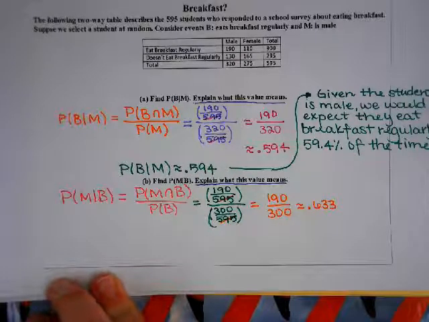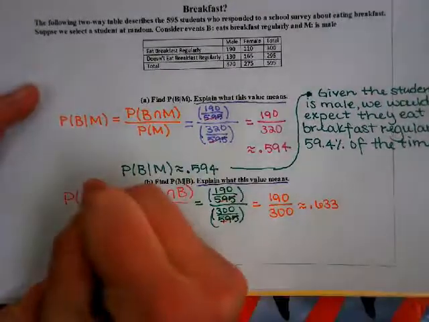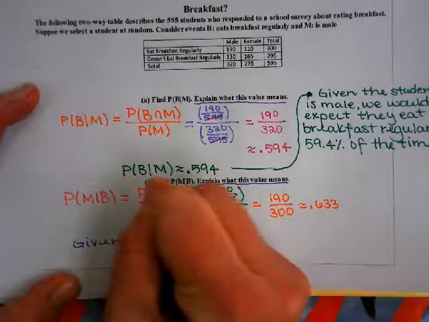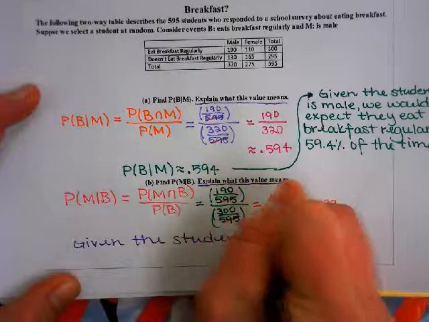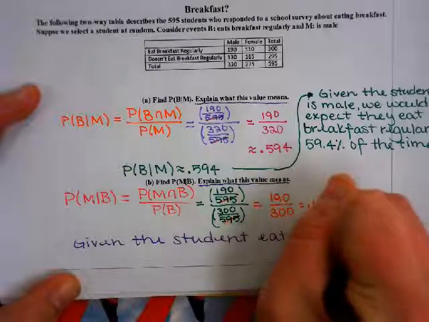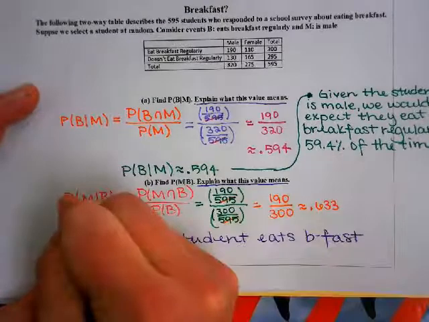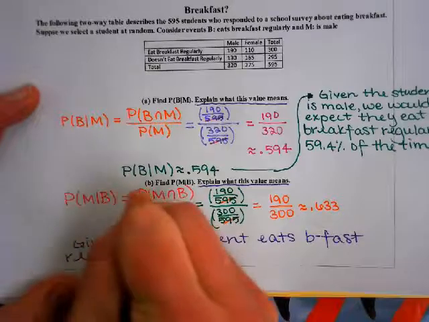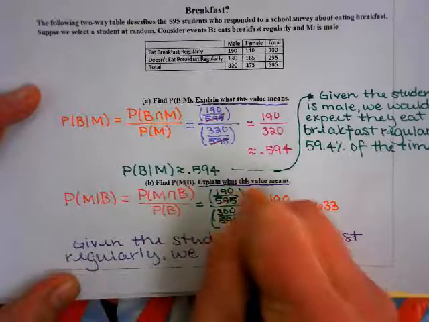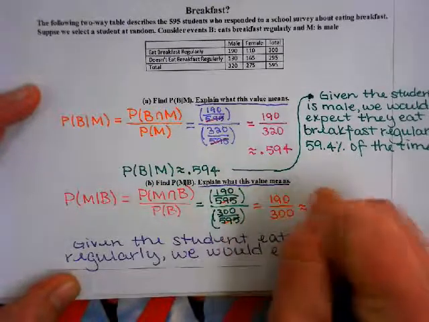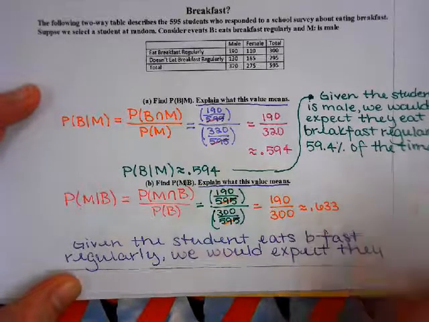So, given the student eats breakfast regularly, we would expect they are male 63.3% of the time.